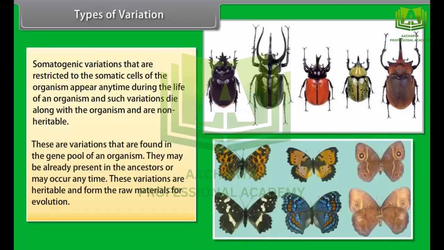Germinal variations are variations that are found in the gene pool of an organism. They may be already present in the ancestors or may occur any time. These variations are heritable and form the raw materials for evolution.